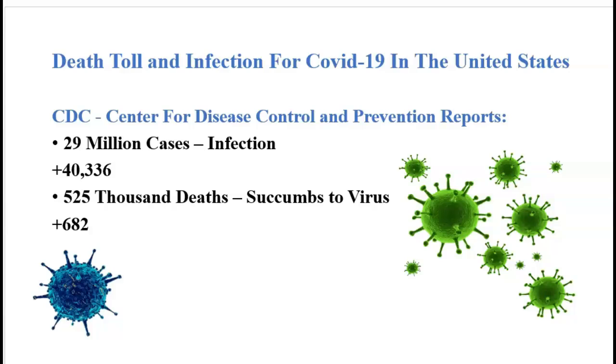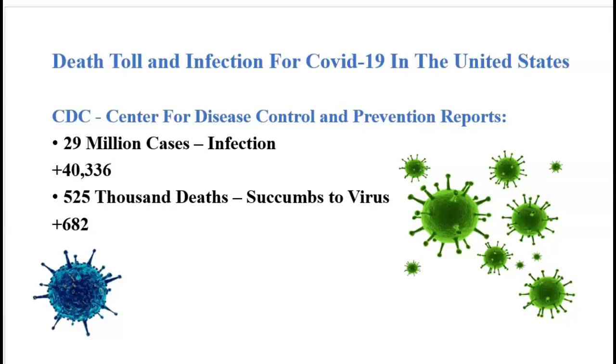The death toll and infection for COVID-19 in the United States, as reported by the CDC, the Center for Disease Control and Prevention: they're reporting 29 million cases of people that are infected. Plus, they check daily and the numbers change, but 29 million cases plus another 40,336, and those are the cases of infection.